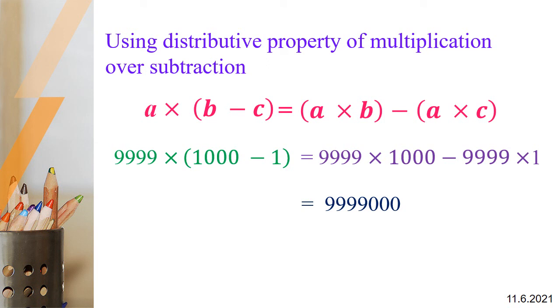Let's see the answer. So we get 99,99,000 minus 9,999. Now we want to subtract. So we get 99,89,001.